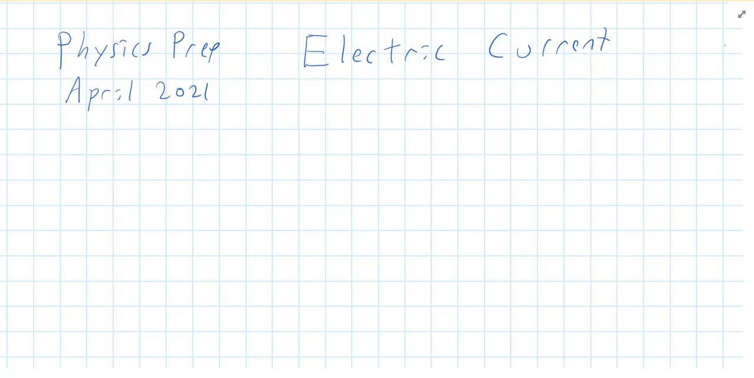Hey folks, today we're going to talk about electric current. And the short of it is electric current is the flow of charge through something. But first we need a little bit of review.